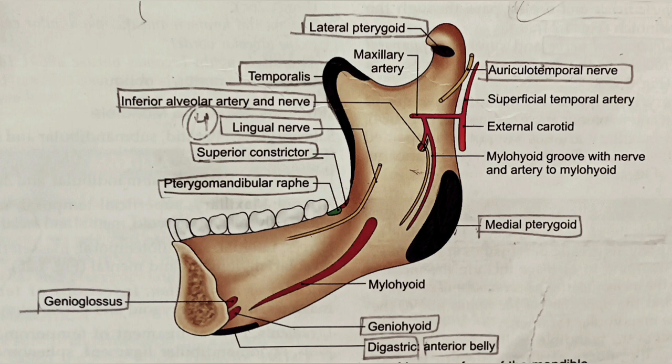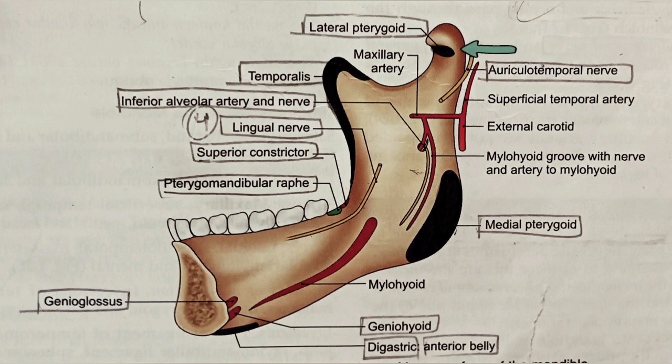The next muscle we will discuss is the medial pterygoid muscle. The medial pterygoid muscle is inserted on the medial surface of the ramus. It is inserted on the roughened area below and behind the mylohyoid groove. So we will understand slowly. As we can see, firstly it is present on the medial surface of the ramus. Secondly, it is present on the roughened area, below and behind the mylohyoid groove.